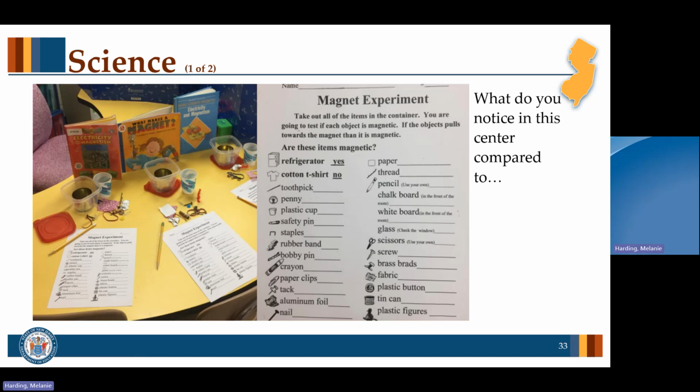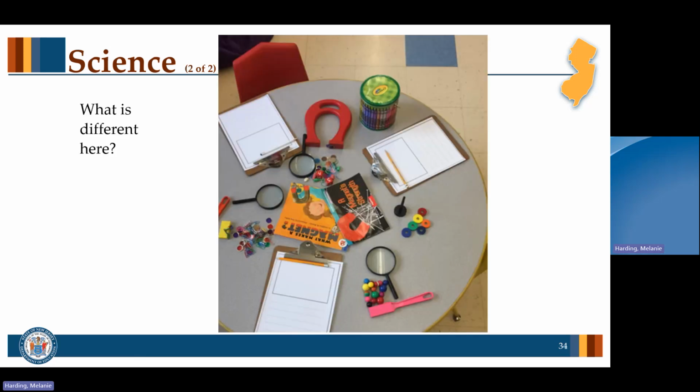So we're giving them the magnets. We're giving them the worksheet. They just kind of experiment and then they say yes or no. So there is some kind of hands-on and there could be a lot of discussion. So it's not awful. But then you look at this center, what's different here? Kids are actually taking those magnets or maybe walking around the classroom with it.